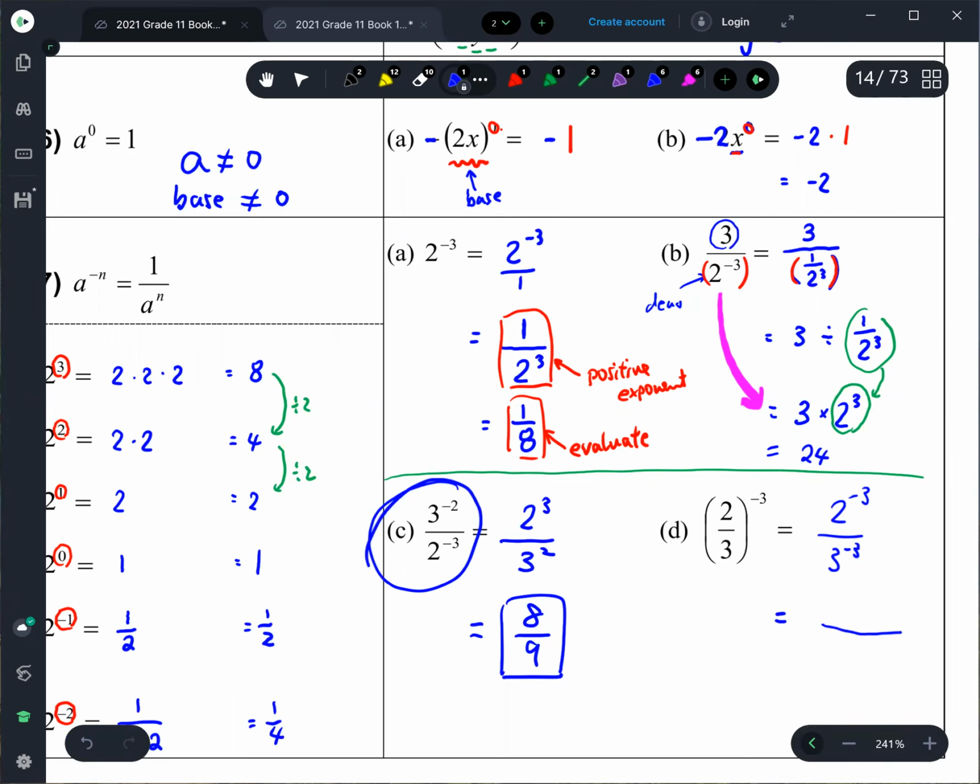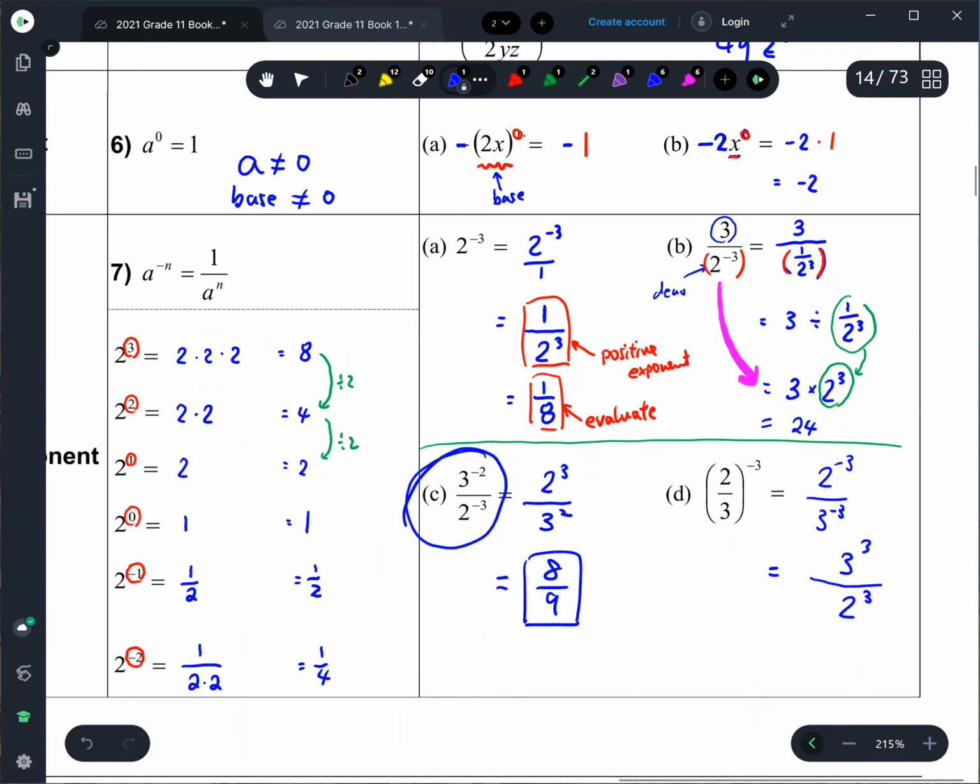So on the top, what will be on the top now? 3 to the -3. Once you flip it over, you change to positive. So 3 to the power of 3 over 2 to the power of 3. Very good, so you just swap the position, right? And then continue, evaluate. 9 over 8. Are you sure it's 9? Oh, yeah, 27 over 8. Yes, very good.